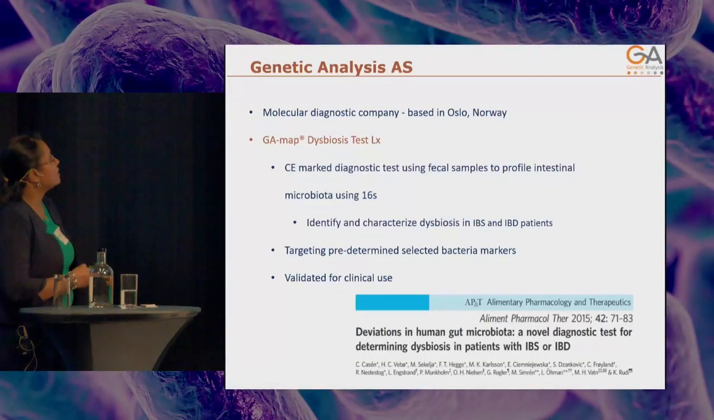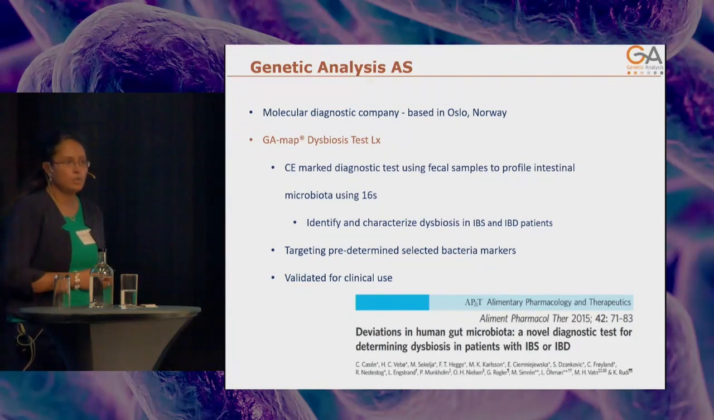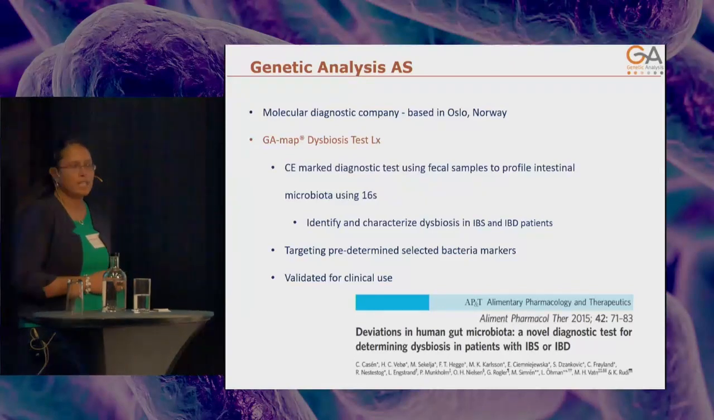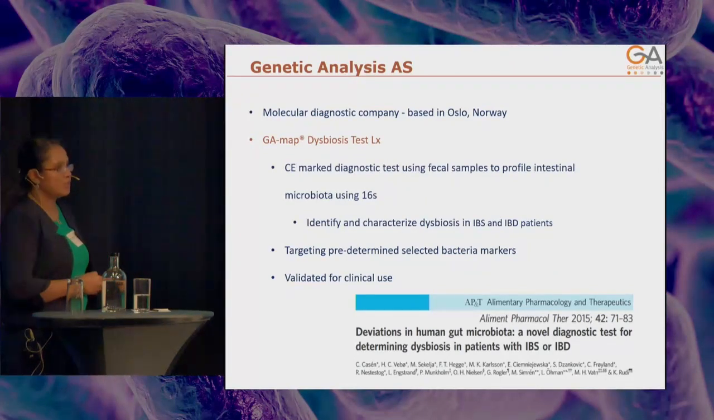We are a molecular diagnostic company that was founded in 2008. This was based on research done by Professor Knut Rudi and is patented by the Norwegian University of Life Sciences. Our test, the GMAP dysbiosis test, uses fecal samples to profile the intestinal microbiota using the 16S rRNA gene. The aim of our test is to identify and characterize dysbiosis in IBS and IBD patients.